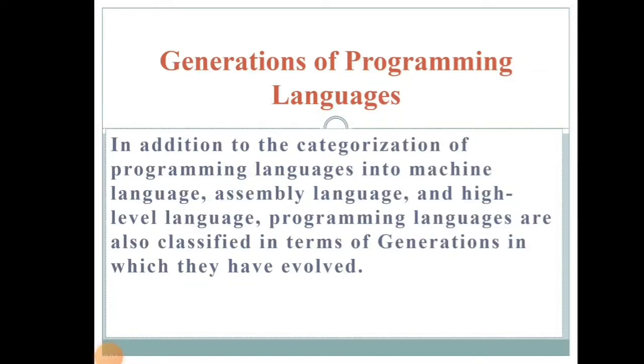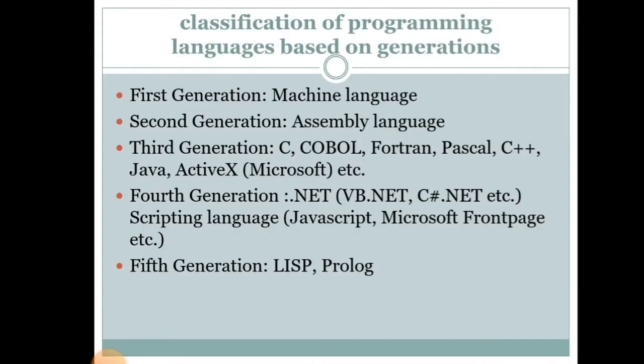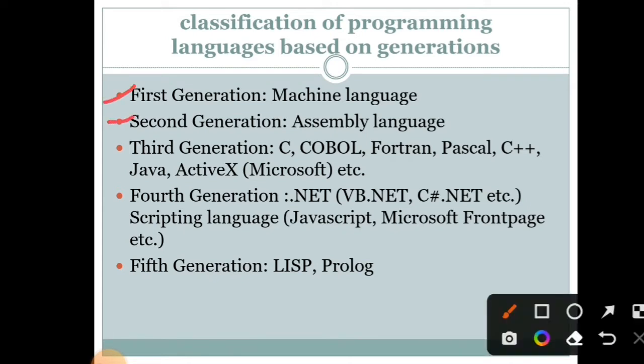Today I am going to discuss generations of programming languages. In the last class I discussed programming language types: machine level language, assembly language, and high level language. Programming languages are also classified in terms of generations. Here is the classification of programming languages based on generations: first generation, second, third, fourth and fifth generation.